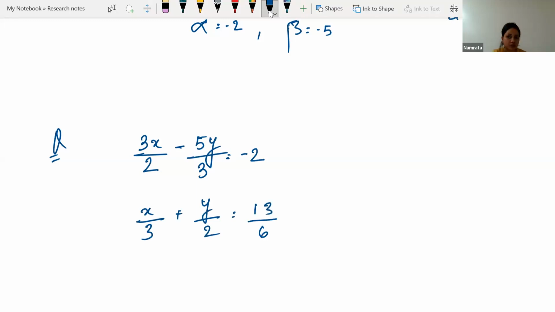Any method you can use, either the method of substitution or elimination, your choice. Okay, what will be the value of x and y? Take your time, do it, and then here we will verify whatever you have got, whether it is correct or not. Okay.